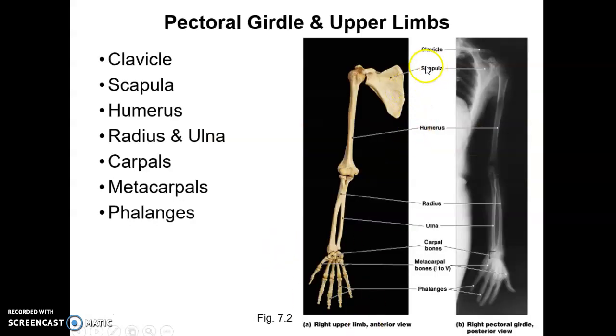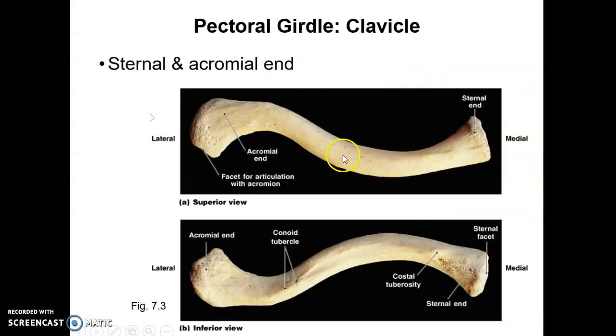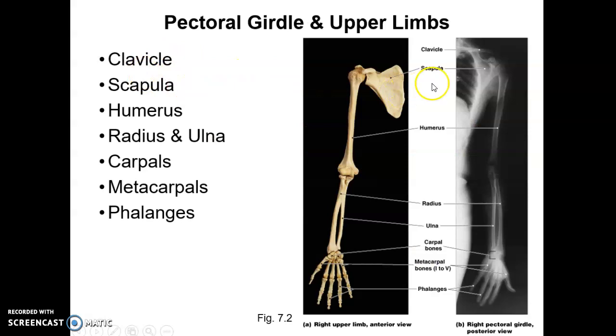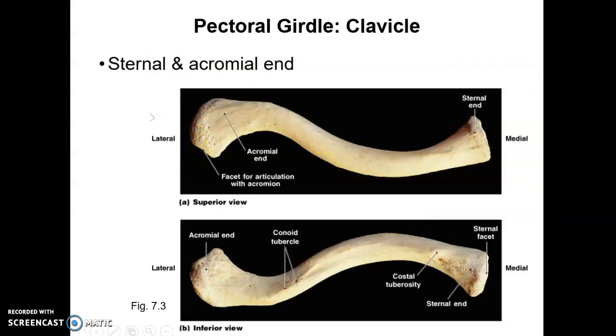Okay, let's move on to the clavicle. You just need to know the sternal and the acromial ends. So the sternal end is towards the sternum. Going the wrong direction here. Sternal end towards the manubrium on the sternum, your breastbone, and then curves anterior, then curves posteriorly, and then the acromial end articulates with the acromion, which is a bony protrusion on the scapula.